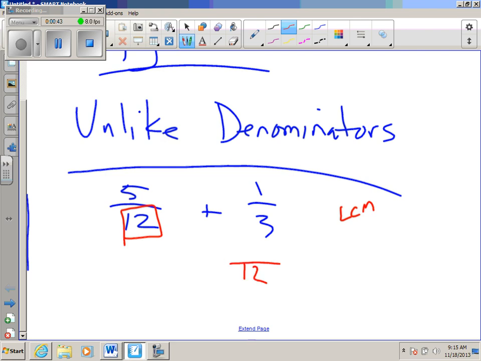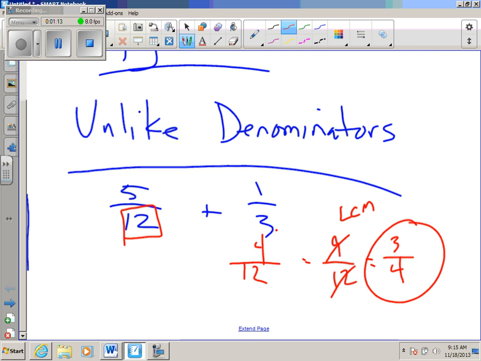So what I'll do is I'll convert the 1/3 to 12ths. We'll look at the denominator. To get from 3 to 12, we had to multiply by 4. So multiply the top by 4. So now we just add 5/12 and 4/12 is 9/12. Remember, you just add the numerators. Do not add the denominators. 9/12 has to be simplified, right? So they both have 3 in common, and 3/4.